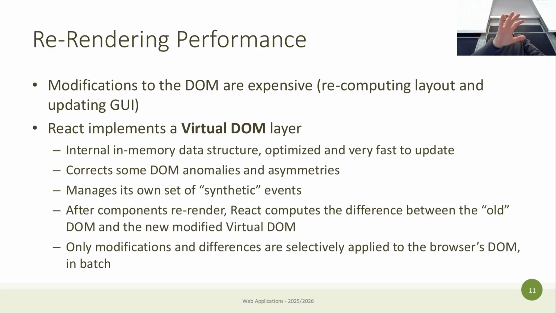But this is done completely automatically. We just have to follow the React pattern to make sure that everything happens in the correct way, okay? So only modifications and differences are selectively applied to the browser's DOM in batch by React automatically. We don't have to do anything about this. We just ask for modifications in the virtual DOM, but we don't append or create nodes and so on. We have a declarative approach that we will see in a minute. So basically, we have these functions that decide what to render.